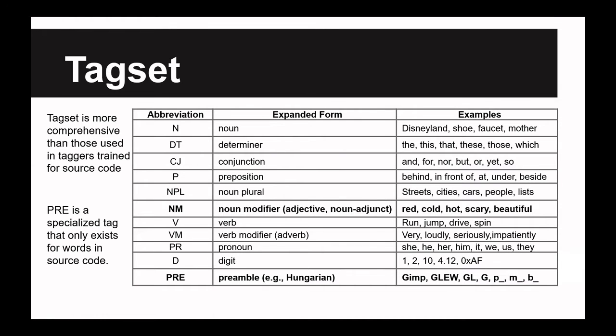We use the following tag set for our manual annotations. This tag set is more comprehensive than the tag sets used by the source code-oriented part-of-speech taggers that we studied. It also includes some tags that are typically not found in part-of-speech taggers for normal human language documents, specifically pre, which stands for preamble. So what are preambles?